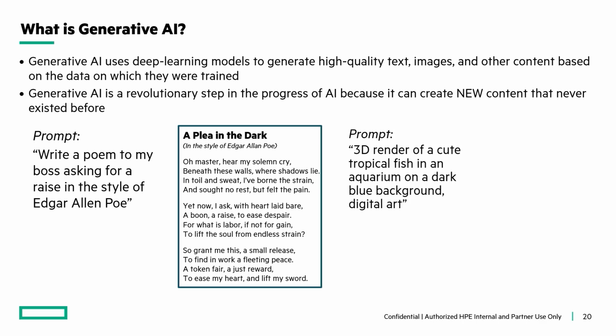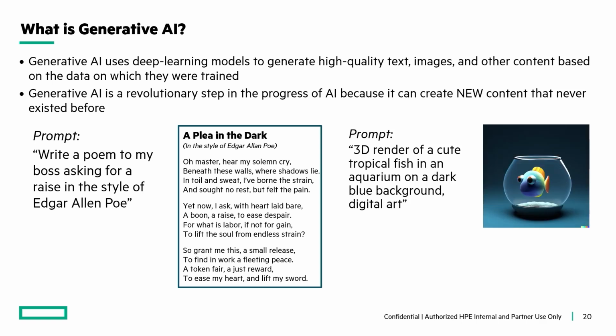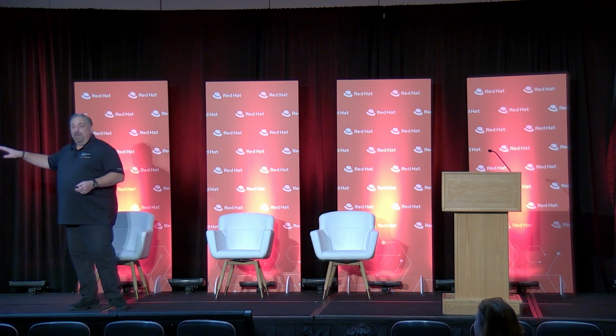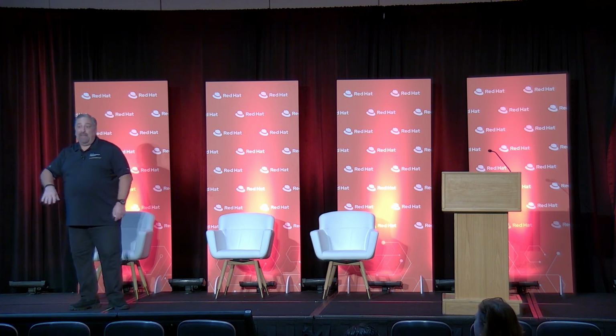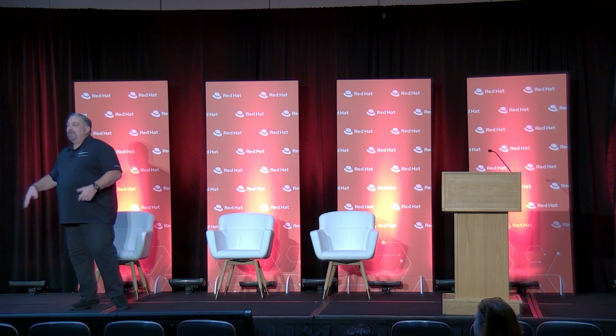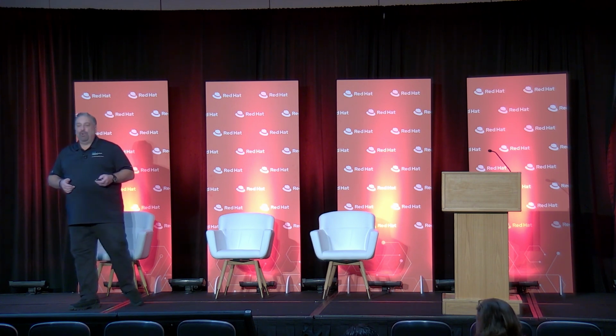It also does visual things. So I could say, give me a 3D rendering of a cute tropical fish against a dark background, blah, blah, blah. Boom, there you go. I did one once with my dog in a spacesuit floating around the moon. Boom, it gives me a nice picture. This is fun. This is cool. This takes enormous amounts of hardware. How do we make this more useful?